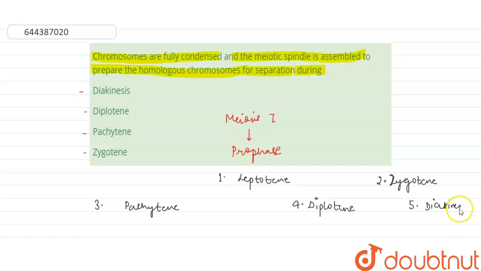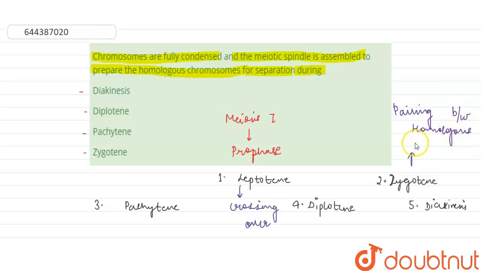And what happens in all these phases are their remarkable features. For example, in leptotene, the crossing over takes place. Then the second stage, zygotene, the paired chromosomes appear, like a pairing takes place between homologous chromosomes.